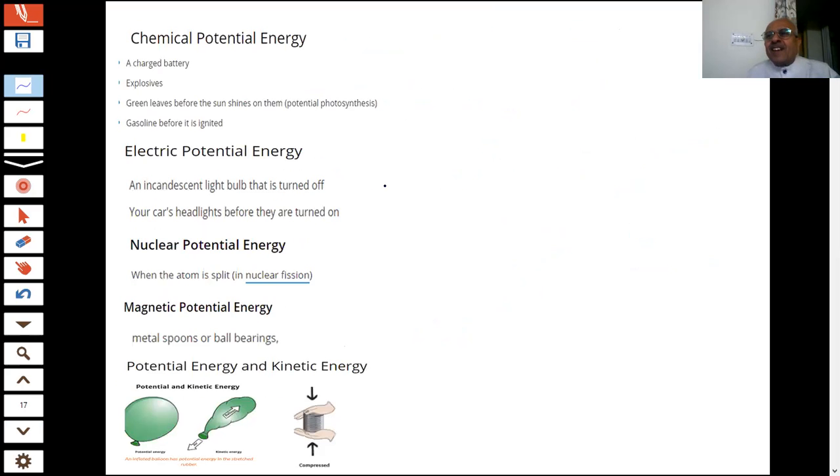Chemical potential energy, as I told you: if you have a battery, some explosives, or the green plants, photosynthesis, there is a chemical reaction which is taking place. There is a chemical potential energy, students. Gasoline is the fuel which is used in the car. This is petrol. So there is a chemical potential energy which is stored.